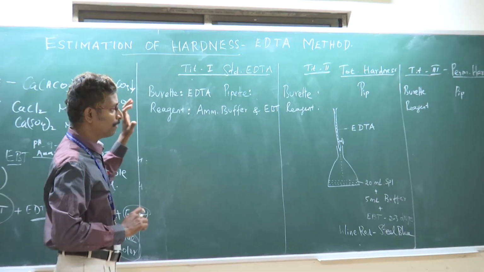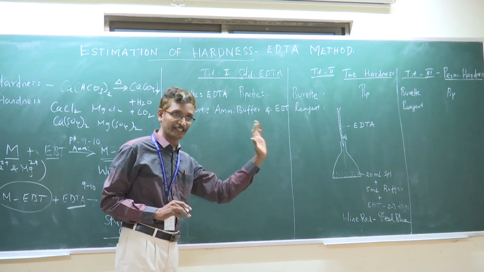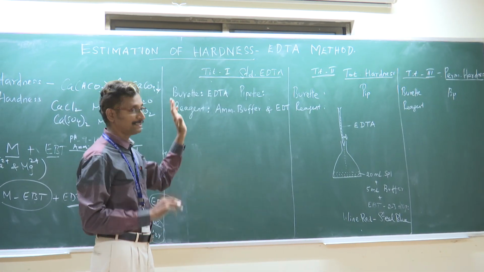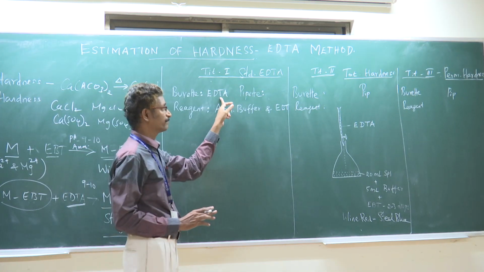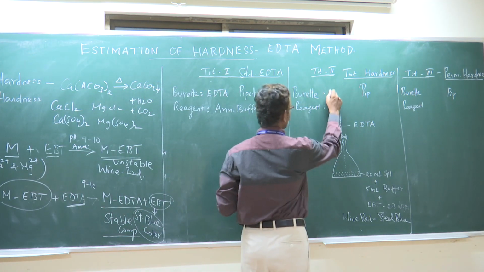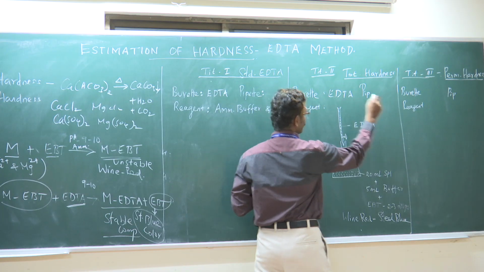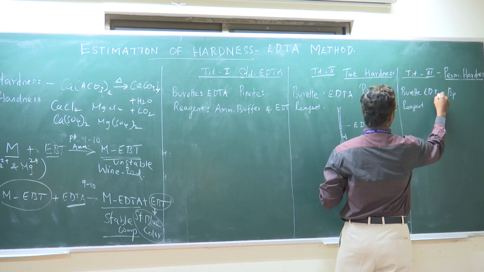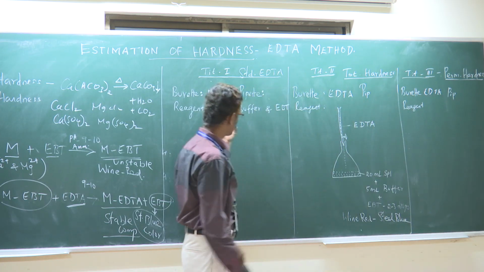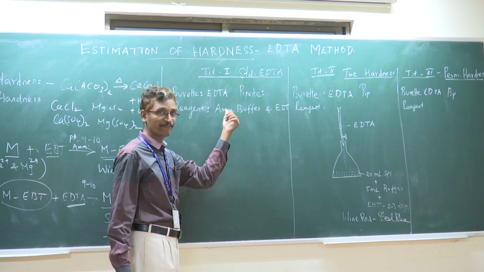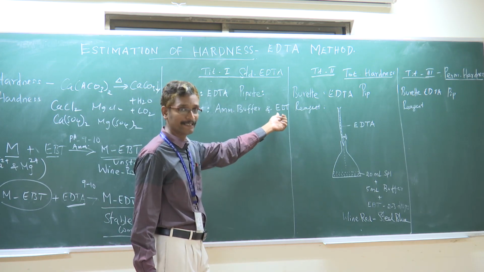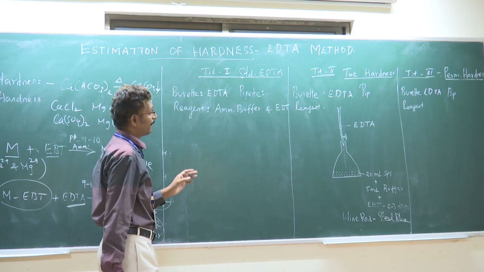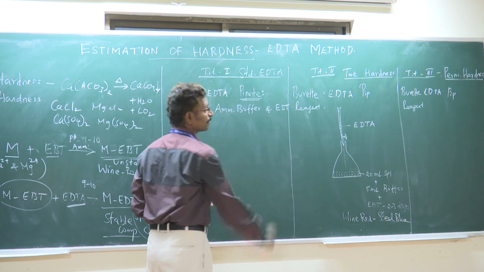For all the 3 sets of titration, the burette solution is the same, that is EDTA. The reagents are also the same: ammonical buffer and eriochrome black T indicator. And then the pipette solution.